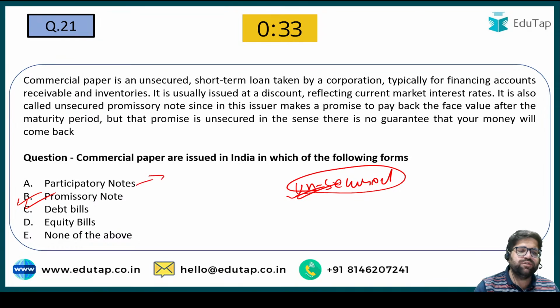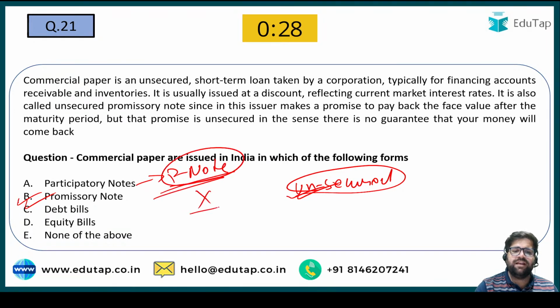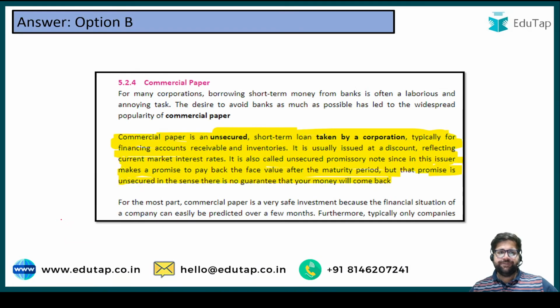Now, many students will say it's a type of P-note, which is also known as participatory notes. Then you are completely wrong, because participatory notes are issued for foreign portfolio investors who do not want to register in India. So participatory notes help them invest in India via a second route in which they do not have to register themselves with the Indian authorities. So participatory note is different, promissory note is different, debt bill and equity bills were there just to confuse you. So this is your question number 21, my friends.